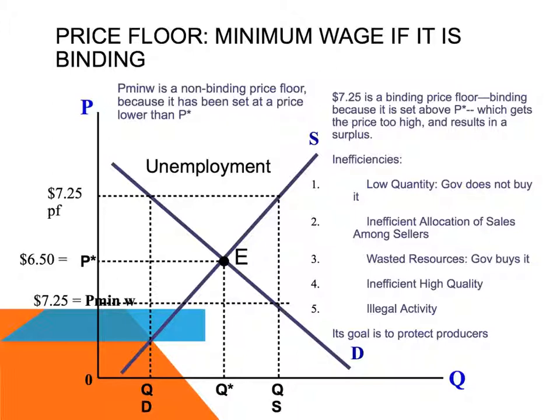So firms are going to demand labor at this point, and workers are going to be willing to supply all this amount of labor when the price is 7.25. And there's going to be a surplus, because firms demand this amount of labor, but workers are willing to supply all this amount of labor. So this over here is going to be workers that are going to be unemployed. So there's going to be unemployment, also called a surplus of labor.